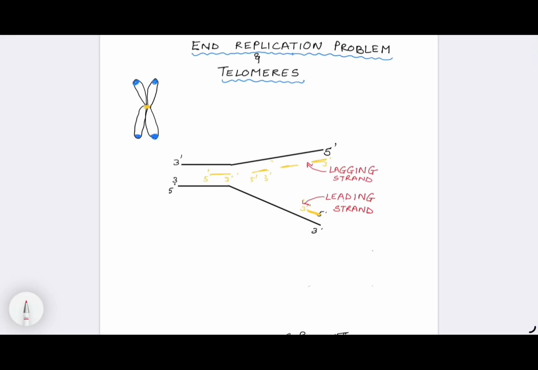In this video, we will study the end replication problem, the role of telomeres, and how it is related to aging. So we know during replication, DNA polymerase can only make the strand in 5' to 3' direction. So it makes strands in 5' to 3' direction, and the next is that it needs a primer which has a free 3' OH group.